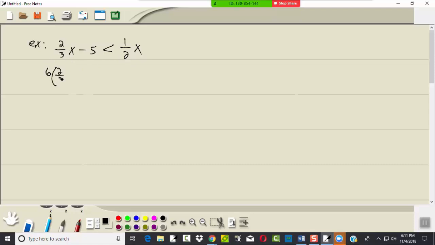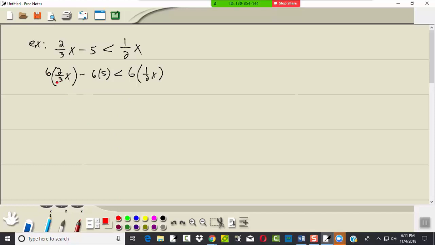Same as before. What do we multiply by? What's separated by pluses, minuses, and inequality symbols? So 2/3 x, here's a minus. So then we multiply 6 times a 5. Here's an inequality symbol. So then we multiply 6 times 1 half x.